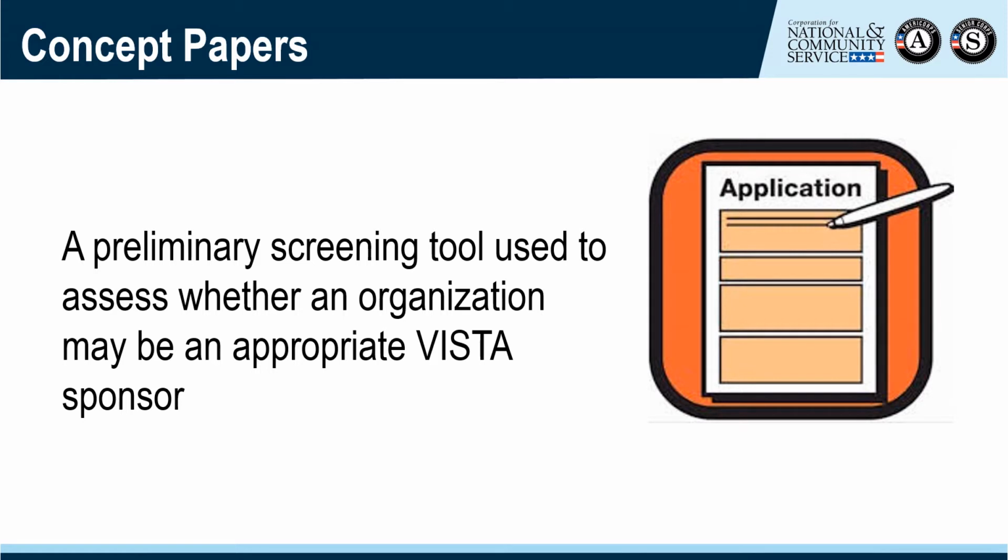Applicants should use a downloadable PDF available to them, which is called Concept Paper Instructions, when completing the concept paper. This PDF can be found on nationalservice.gov. The full link to that PDF is provided in the handout notes for this session, but you can also just go to nationalservice.gov, search concept paper, and it'll come right up. I believe it's the second result when you search for concept paper on nationalservice.gov.